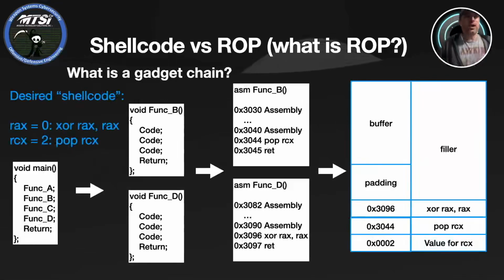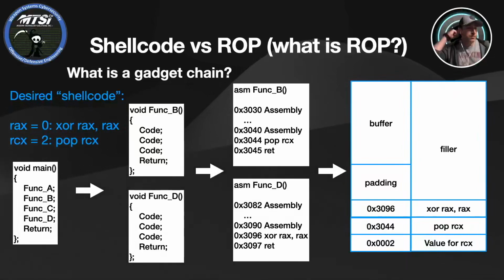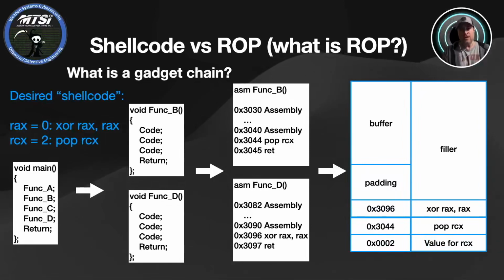So let's look at a small little notional shellcode. Let's say, for example, in this shellcode that at the end of it, I want RAX to have the value 0, and I want RCX to have the value 2. I can do that very simply by doing an XOR of RAX with itself and then popping 2 into RCX. So you can see on the left hand of the screen in blue, I've got my desired shellcode. I'm going to show you how I can take the gadgets from the program itself and reorient them and reorder them to achieve this shellcode.